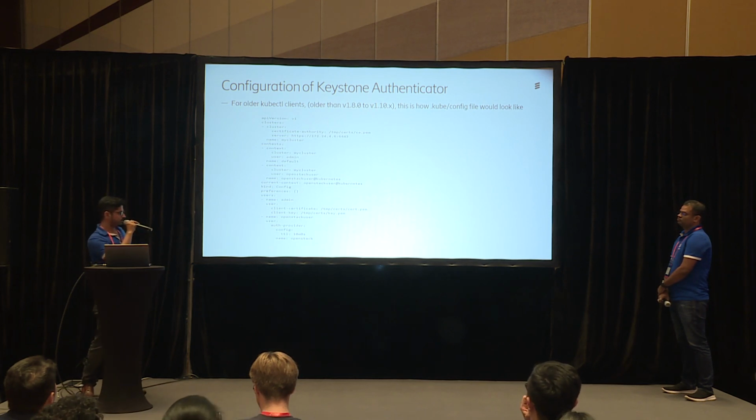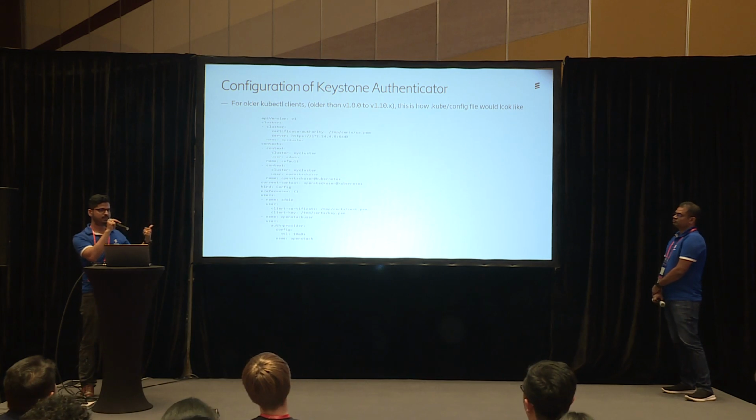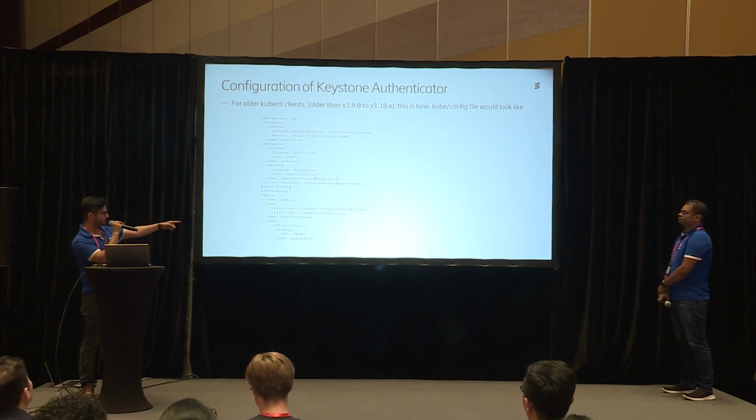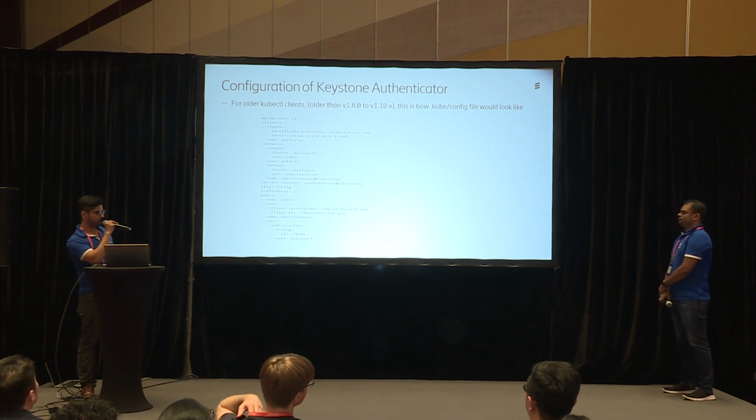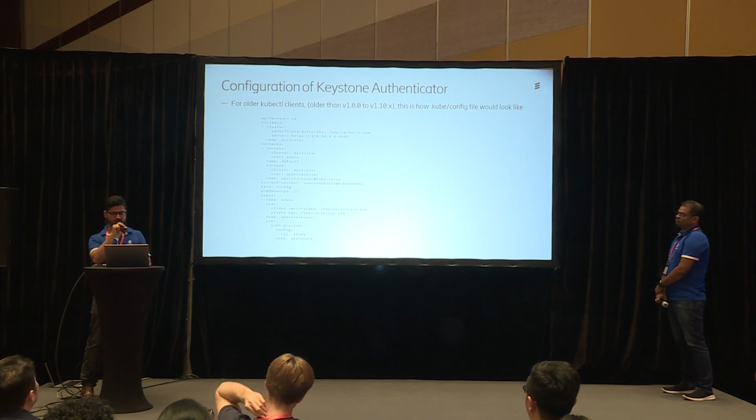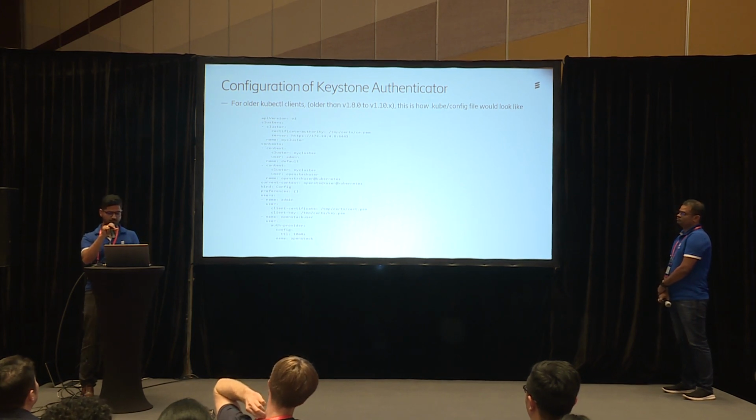So this is the one I was talking about. This is the older client, for the older clients, basically v1.8 to v1.10. And the slight modification, if you see at the bottom of the slide, is the auth provider instead of the exec command that you saw earlier, and you'll need to give the name as OpenStack. So OpenStack is basically a name that I'm giving for my deployment.